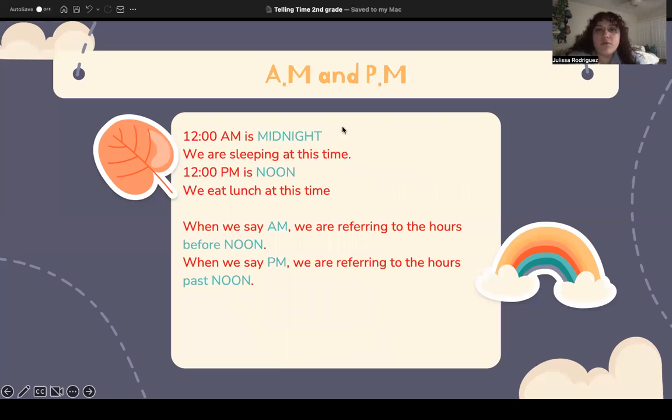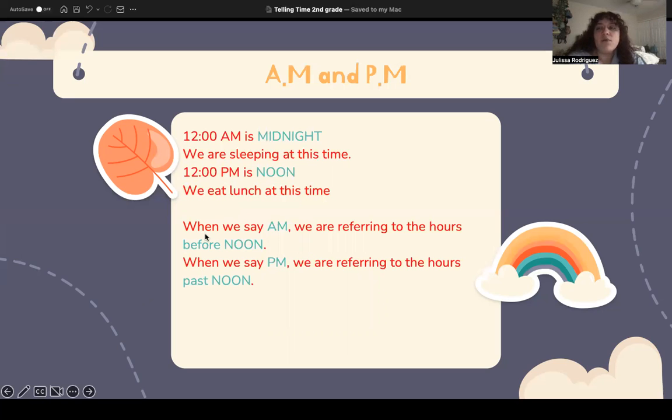So now we're moving on to AM and PM. 12 a.m. is midnight when you see it on a digital clock. We are usually sleeping at this time. Mommy and daddy are usually sleeping, and you and your classmates are also sleeping. And then 12 p.m. is noon, which is the middle of the day. This is when we are sometimes eating lunch or having a snack, or mom and dad are having lunch or eating as well.